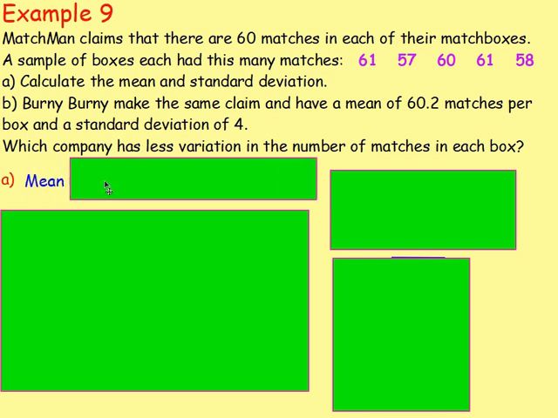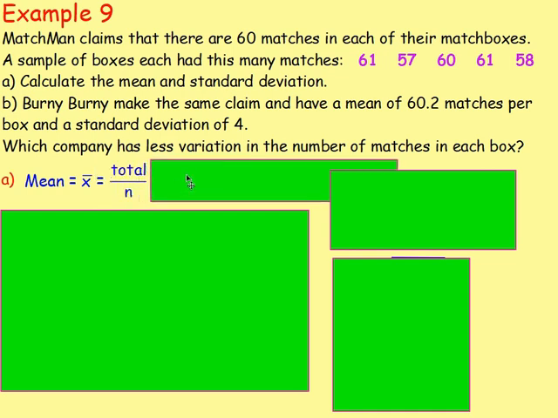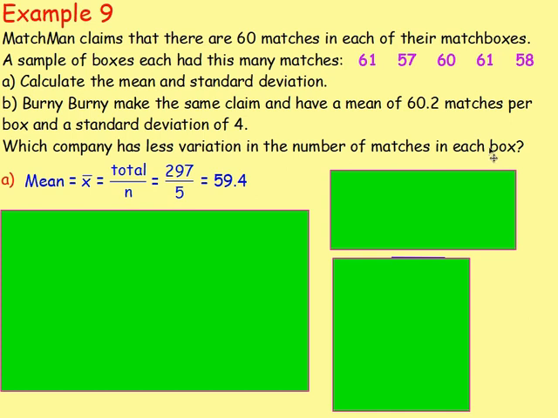So let's do it. So for the mean, Miss Moneypenny, how do you work out the mean? That's right, the mean is denoted by x bar. And for x bar, well, the mean is the total divided by how many numbers you have. The total, if we add all of these together, well, 61 add 57 add 60, add 61 add 58 gives us 297. We're dividing that by 5, giving us 59.4. Well done, thank you, Mr. Bond. And that is the mean.